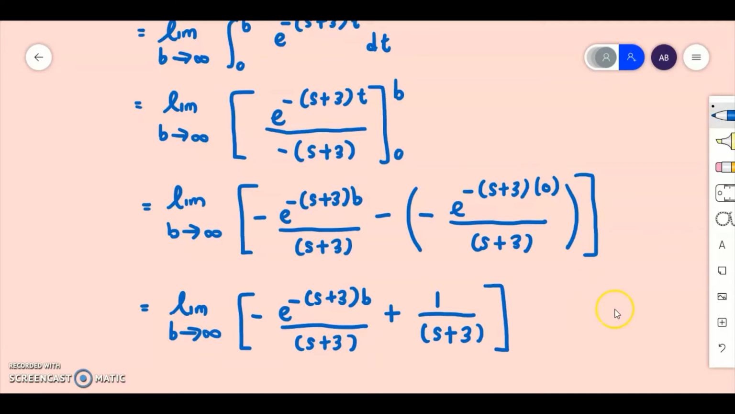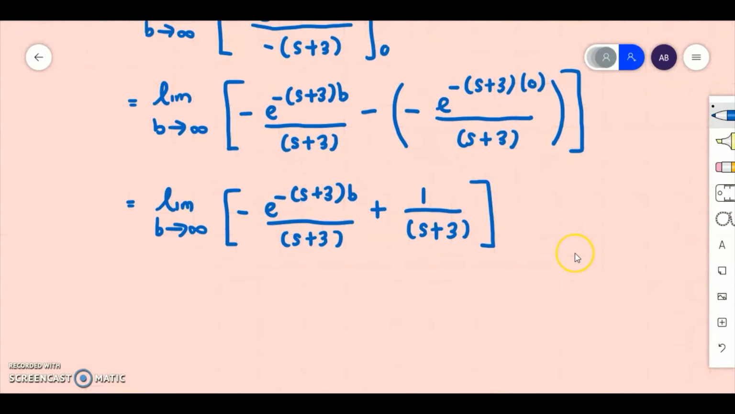Okay, so now what we want to do, we want to apply the limit. Now limit is applied to b. So here we don't have to apply limit because there's no b here. So we apply limit when b approaches infinity here. This term will approach 0. Okay, so we are left with 1 over s plus 3.